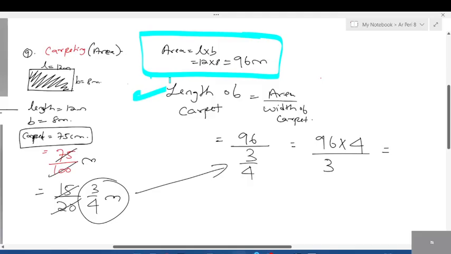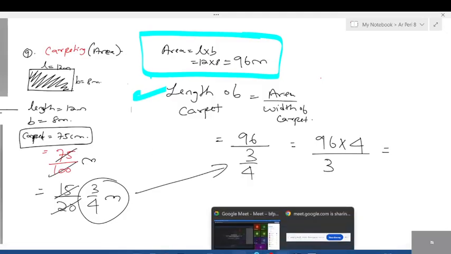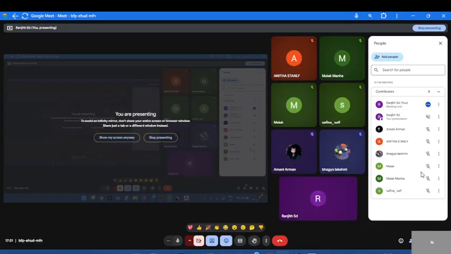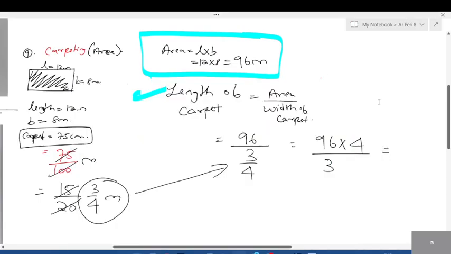Kashika, did you understand? Amani, Kashika. What about Saima? Is it clear? Fine. So just know the logic: for fencing, perimeter; for carpet, area.